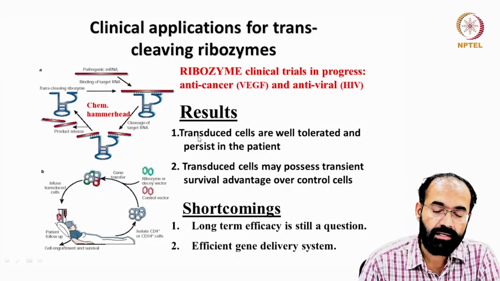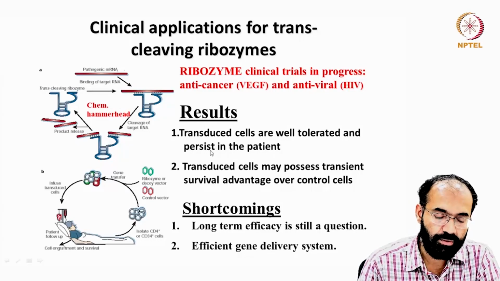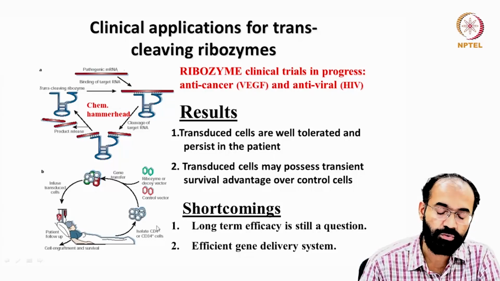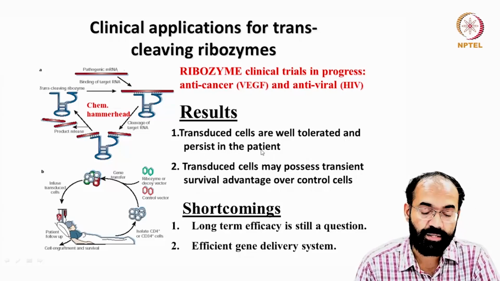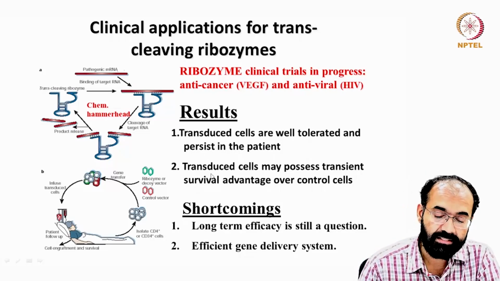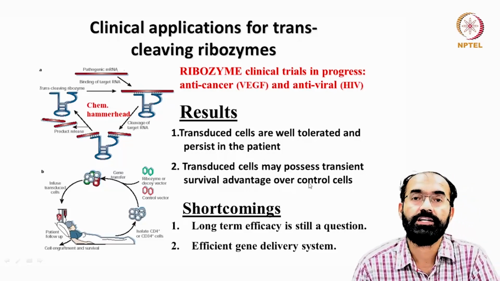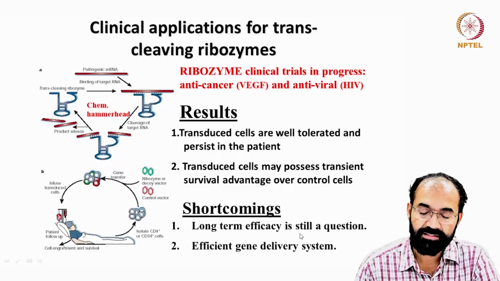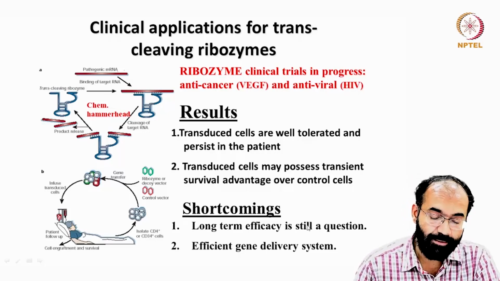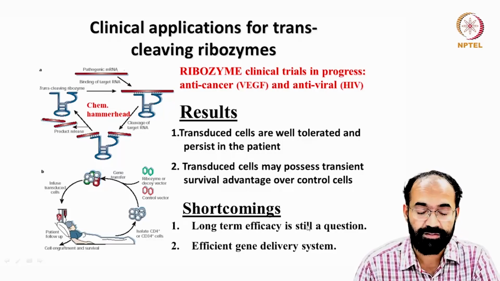So the results are the transduced cells, as you can see here, transduced cells into the CD4 and CD34 cells are well tolerated and persist in the patient. And second result is transduced cells may possess transient survival advantage over control cells. Both are good. And the shortcoming, the long-term efficacy is still a question. So every time you may have to keep doing this, but it's a life-saver approach.